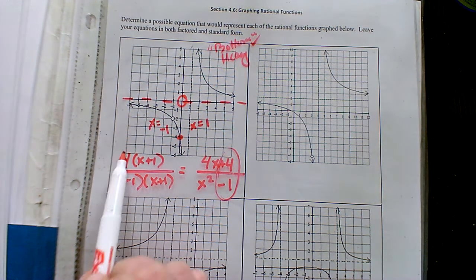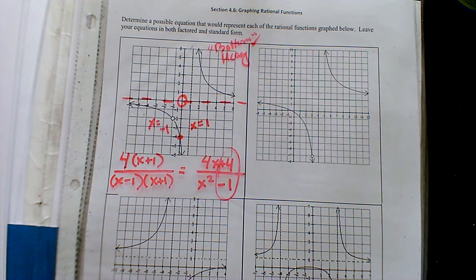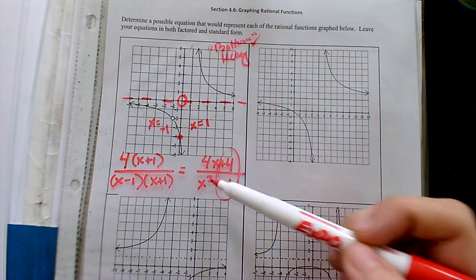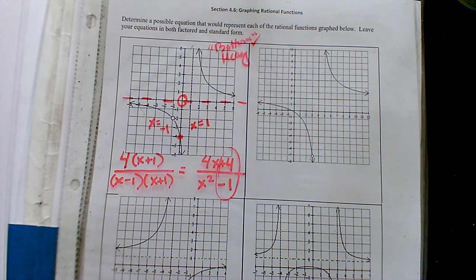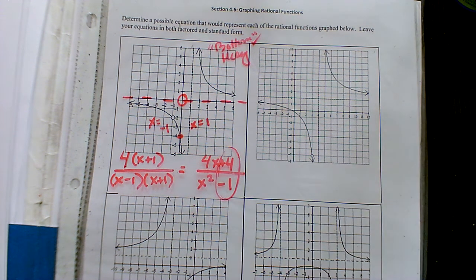Notice how we did not change the location of a hole. We did not change the location of a vertical asymptote. We still have a bottom-heavy function. So by multiplying by 4, we didn't change any of the other characteristics. We were just able to change the location of that y-intercept to fit the graph. All right, so far so good.